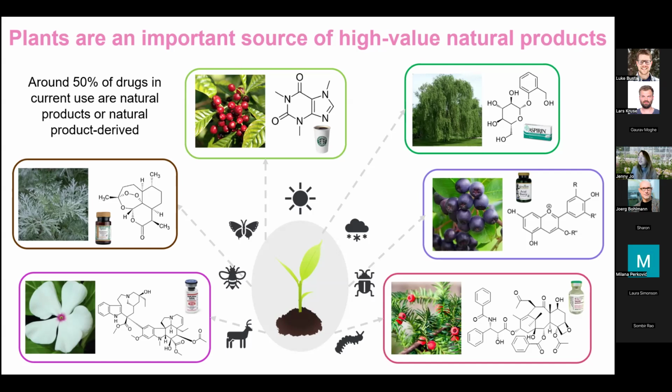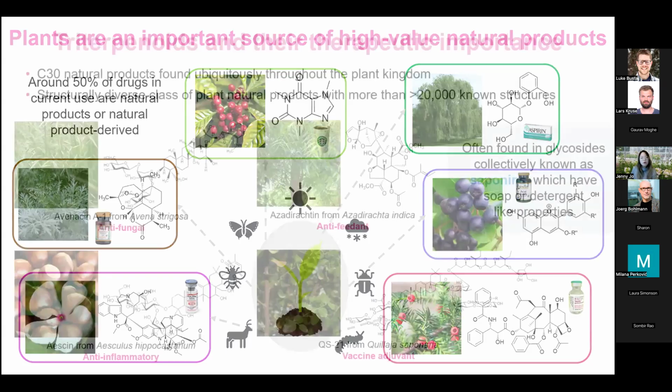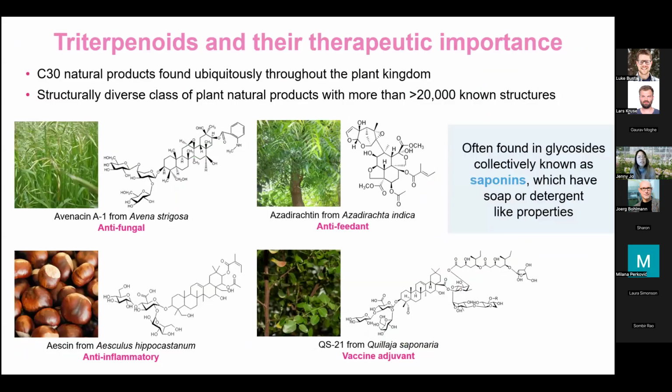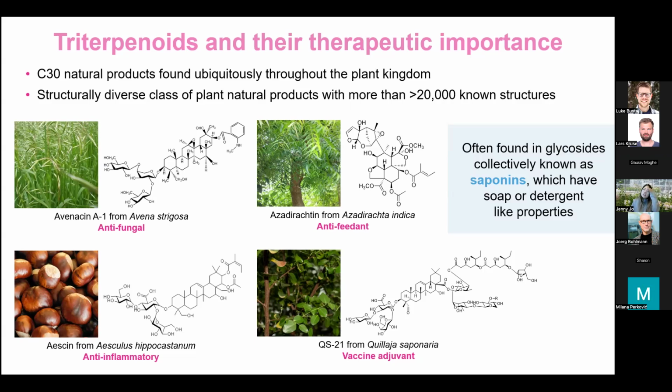So within these classes of specialized plant metabolites, today I'm going to talk about triterpenoids, which are one of the most structurally diverse classes of specialized metabolites, with more than 20,000 known structures. And this is just a conservative estimate. And here are some examples of triterpenes that we work on in the Osborne group.